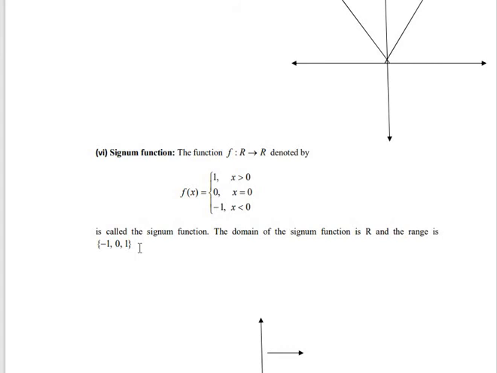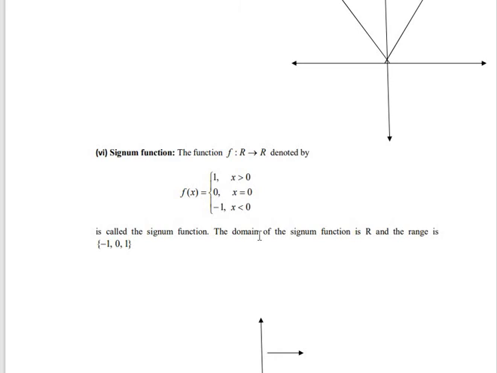So from this section, first of all, you have to remember the definition of a signum function. This whole portion you have to remember. What are the three values of f of x? When x is greater than 0, you will get 1. When x is equal to 0, you will get 0. When x is less than 0, you will get -1. The next point to remember is the domain of a signum function, which is R. Next, the range of a signum function is -1, 0, 1.